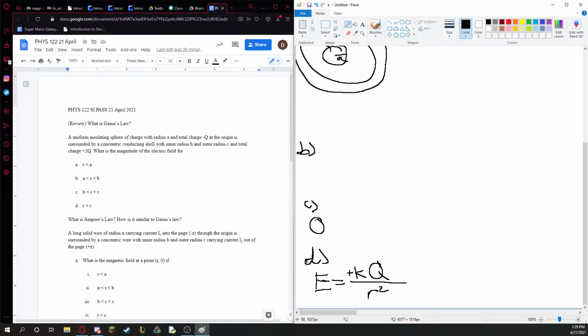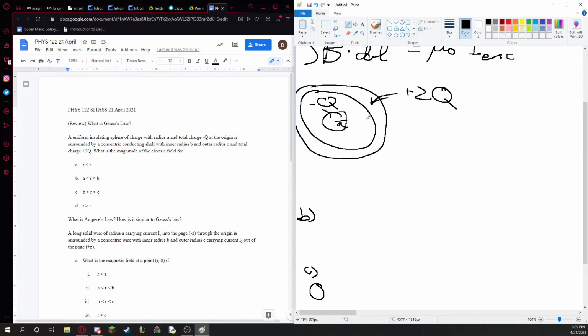Yeah, you're right. Inside the conductor it's going to be 0, because we're inside a conductor. There's 0 electric field. And what about between the conductor and the insulating sphere? It's going to be negative Q. Yep, exactly. And then what about inside the sphere itself when r is less than a?